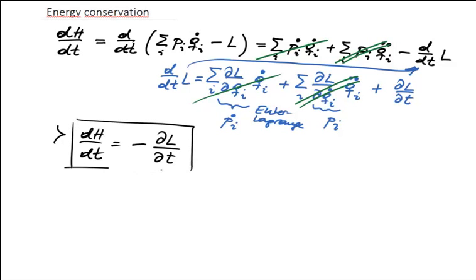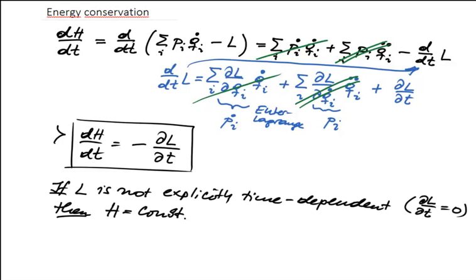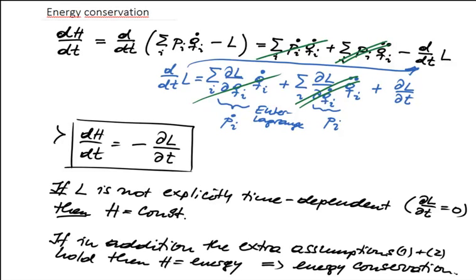This implies that as long as the Lagrange function is not explicitly time dependent, and therefore its partial derivative with respect to time vanishes, the Hamilton function is a constant of the motion. Its total time derivative vanishes. And if in addition the extra assumptions that we made on the previous page hold, so that the Hamilton function can be identified with the physical total mechanical energy, then this result is equivalent to energy conservation.